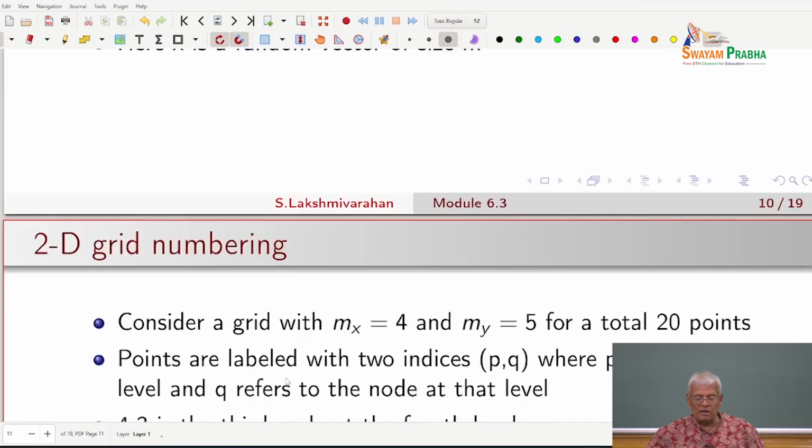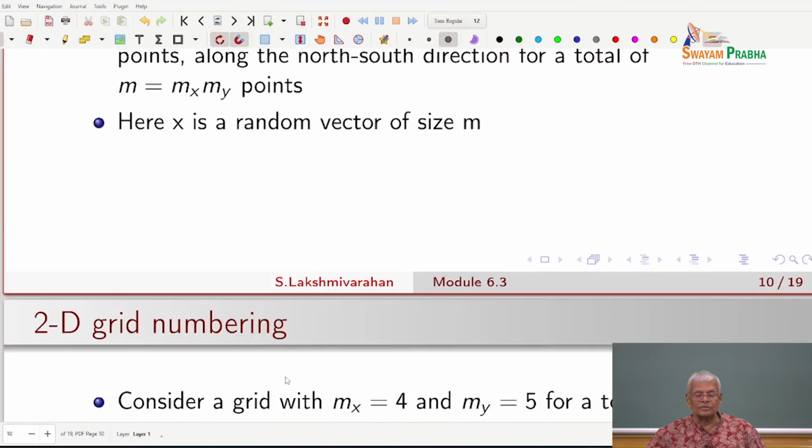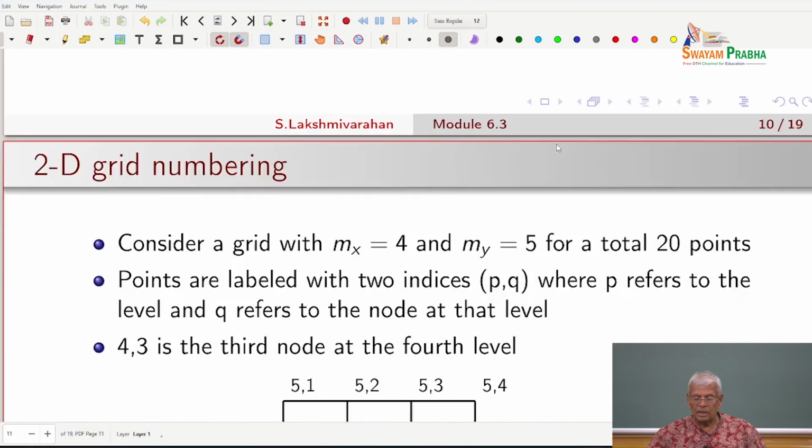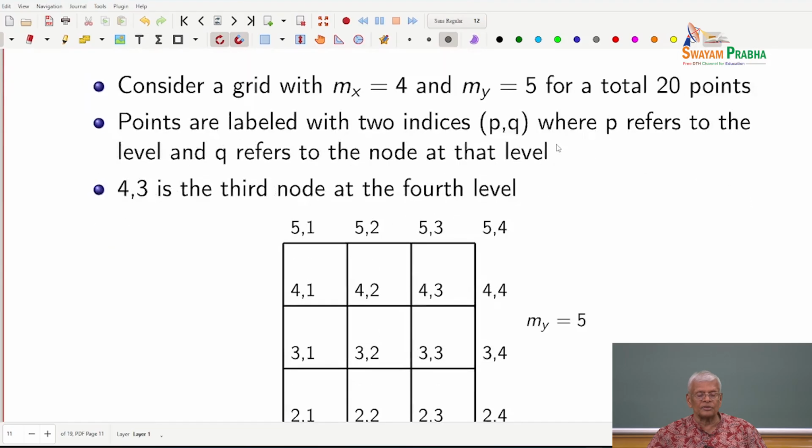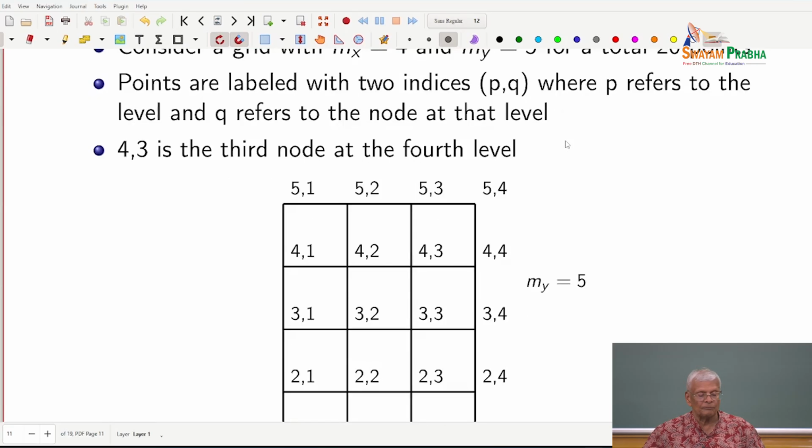And there is going to be a vector x of size m, which is nx times my. Now I am going to describe this process with a simple example. mx is 4 and my is 5, giving a total of 20 points.